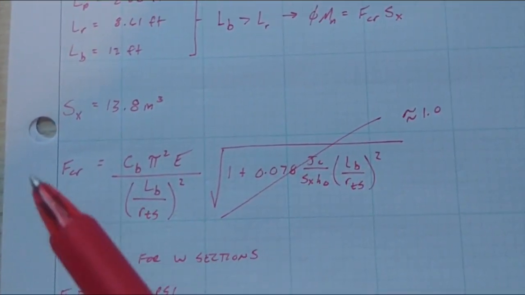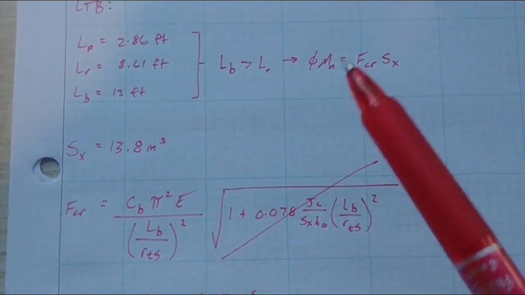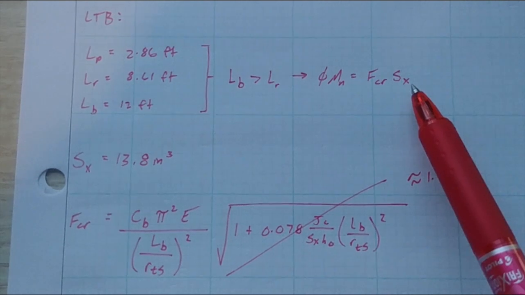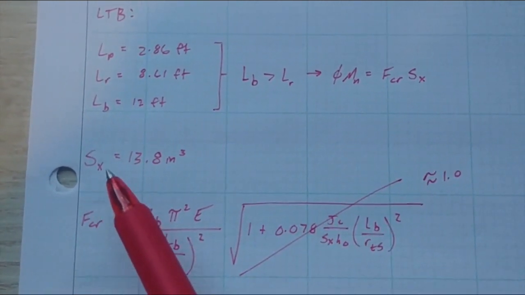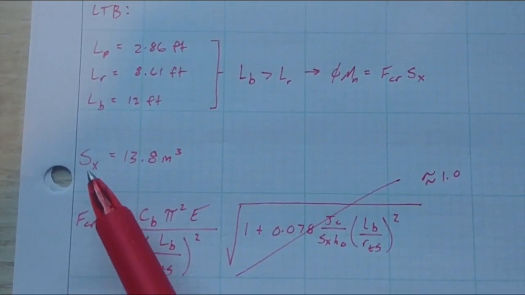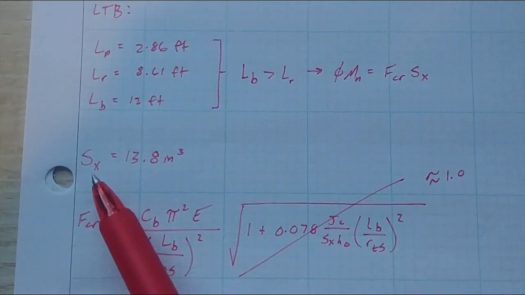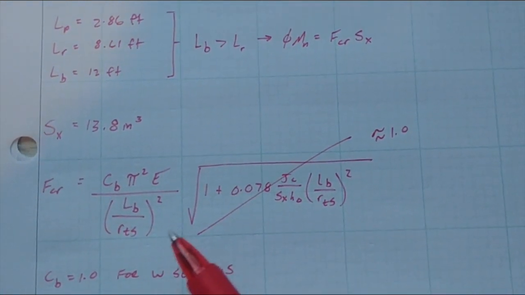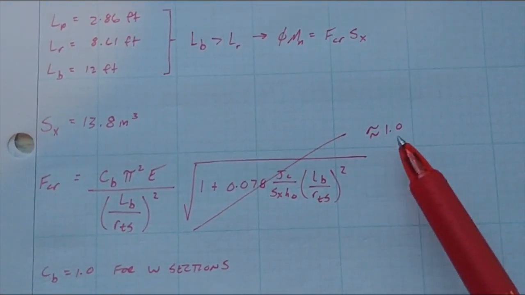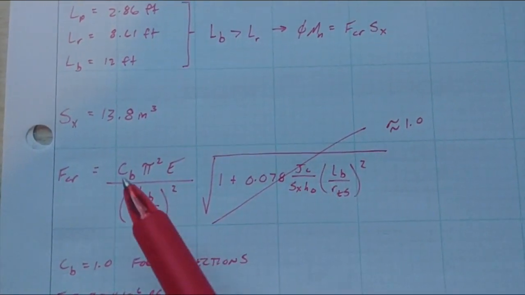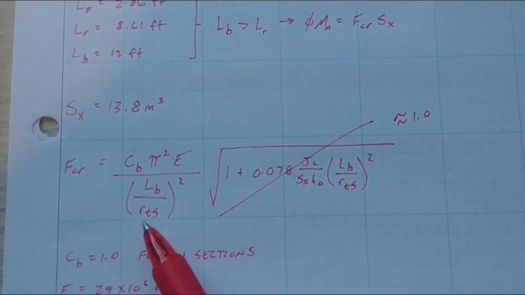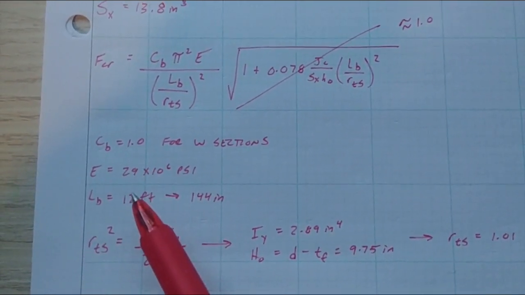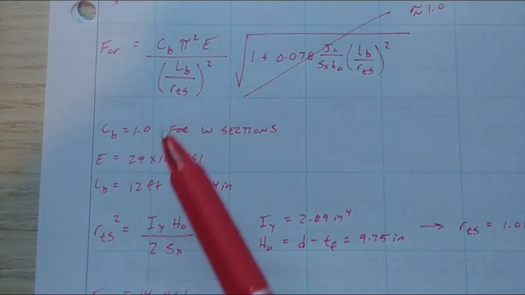We have our big equation for FCR here. Phi MN for lateral torsional buckling equals FCR times SX. SX, you can just pull from your properties table for your W sections. So that's that. FCR was this big long equation. We know the square root, all that can be just summed to equal 1.0. We know everything else besides RTS. So we just said all of these, that's every other part of the equation, or variable in the equation.